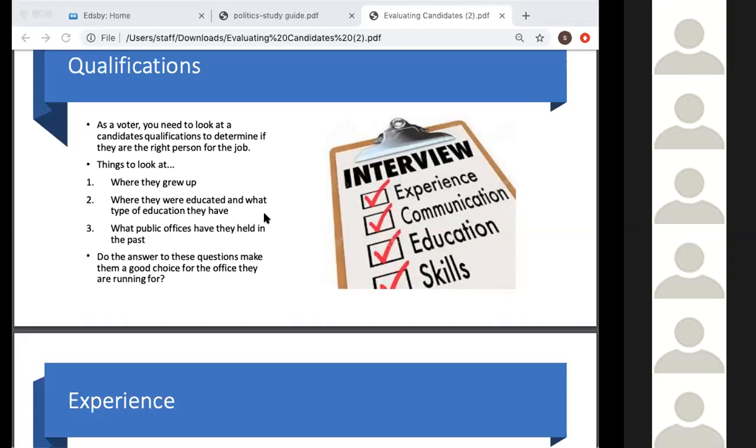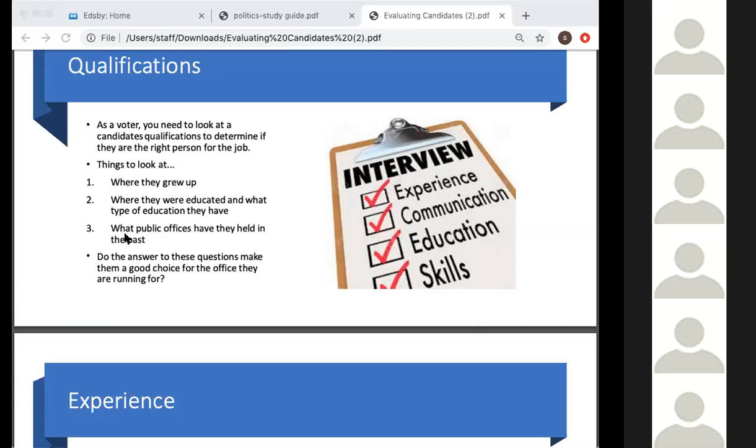All right, good. Where were they educated? What type of education do they have? Do they study government in college? Were they a business person? Did they not go to college? That's very important. If you have a candidate who comes out and says, I am going to fix the economy, but they don't have a business background, maybe that's not the person you want to vote for.